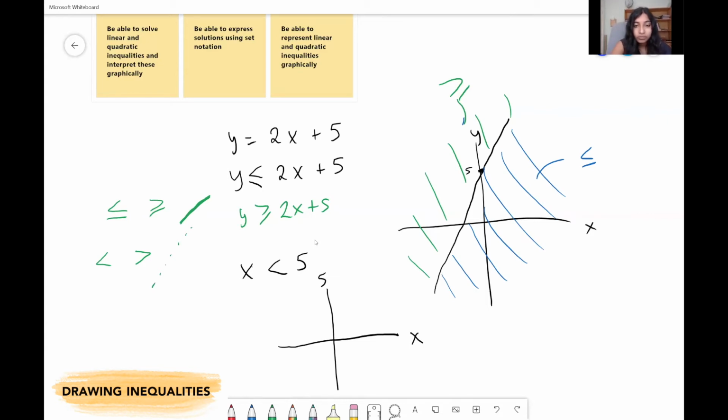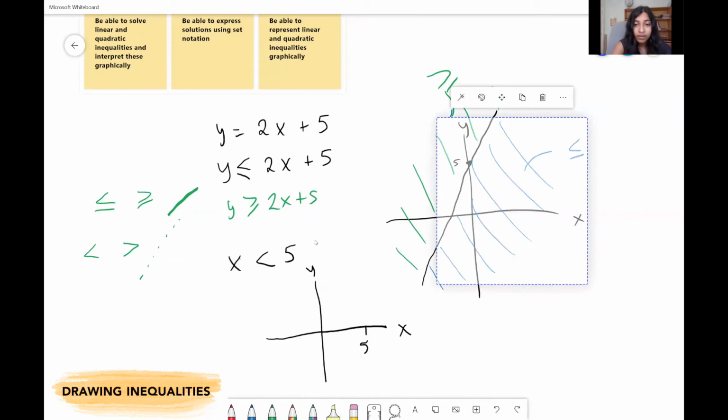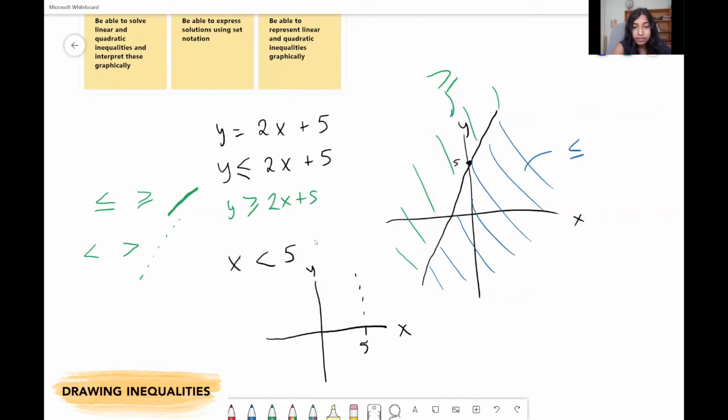So let's say 5 was here. Remember, it's not less than or equal to, it's just less than, so it's a dotted line. These are all the values when x is equal to 5, and because it's less than, you would shade in all the points that are less than 5, all the points to the left of the line. If it was x more than 5, you do the opposite direction.